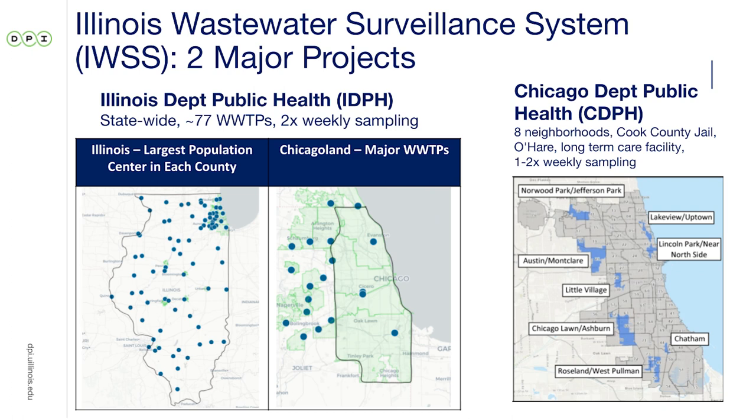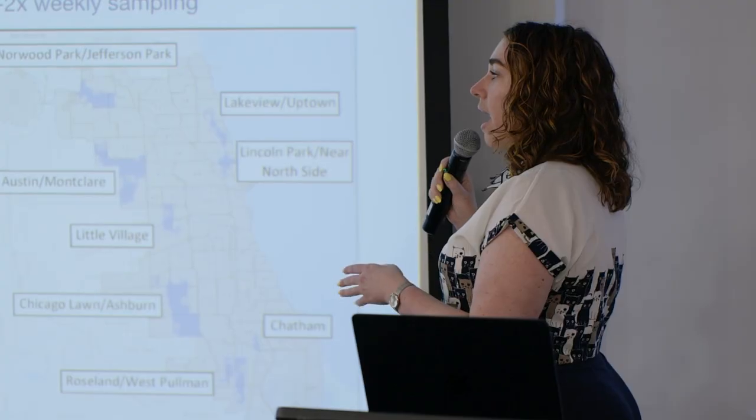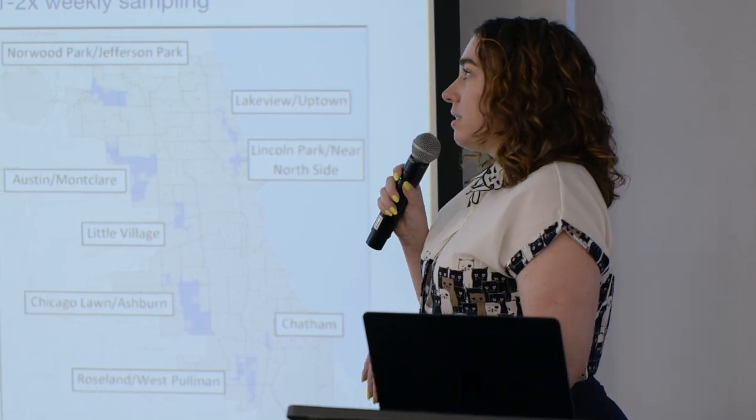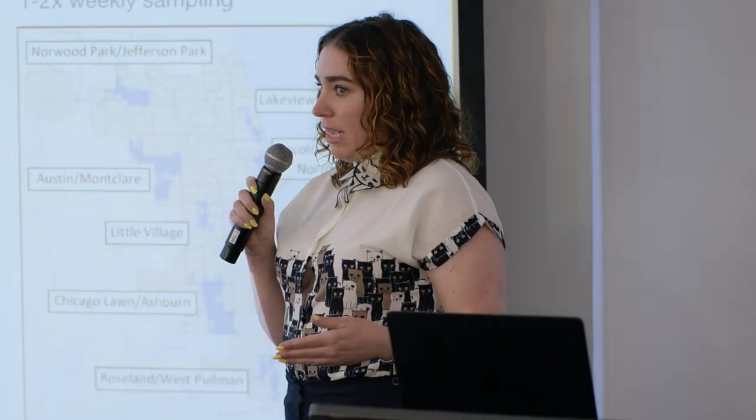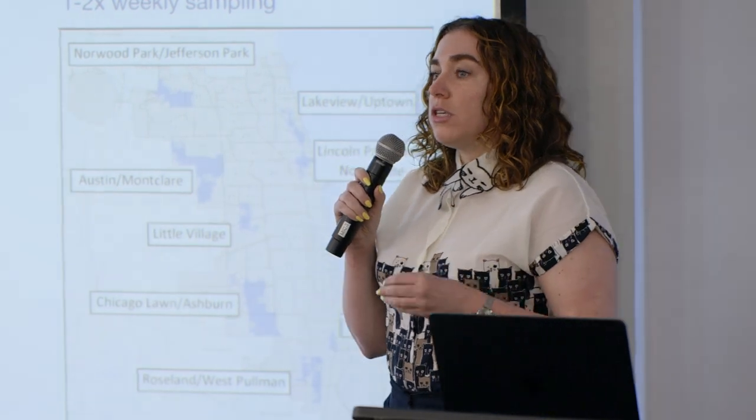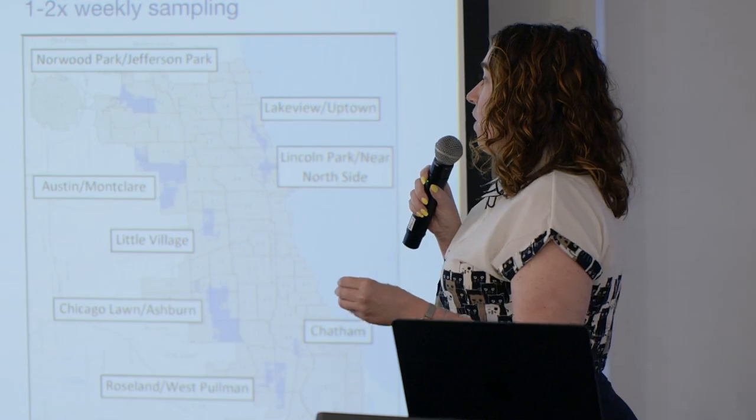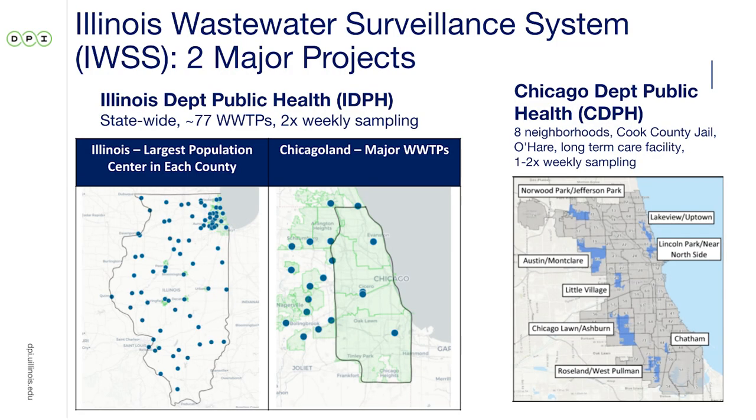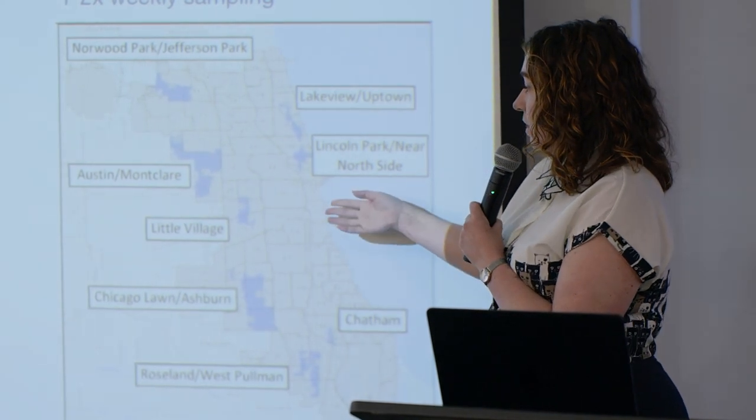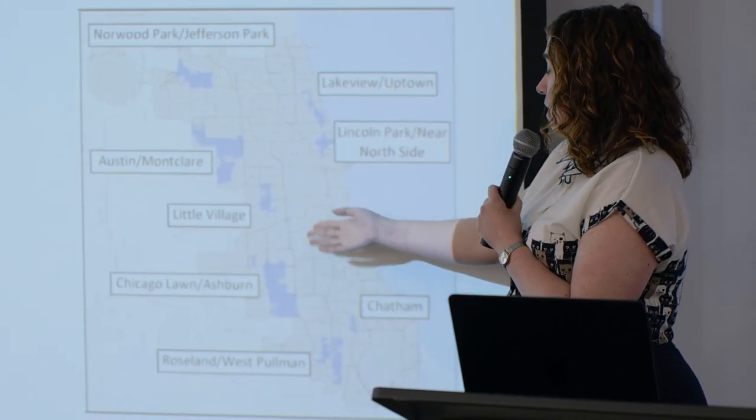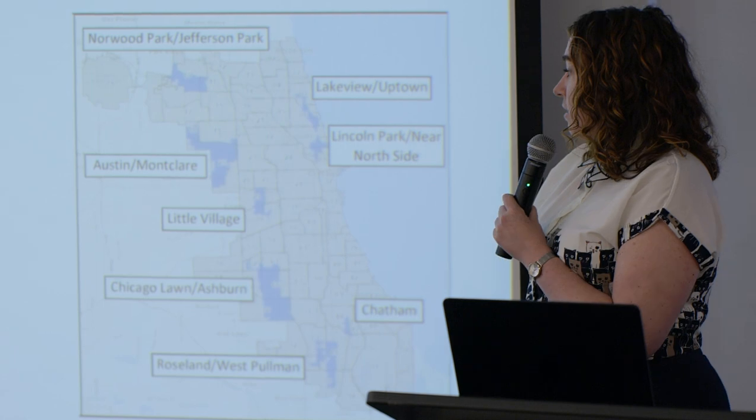The second project we have is with the Chicago Department of Public Health. This is a little different. It's not at the wastewater treatment plants. It's what we call upstream sampling. So upstream sampling means you're collecting a sample before it makes its way to the wastewater treatment plant. So this involves pulling up manholes in neighborhoods and sampling there, as well as manholes at facilities like O'Hare and the Cook County Jail.